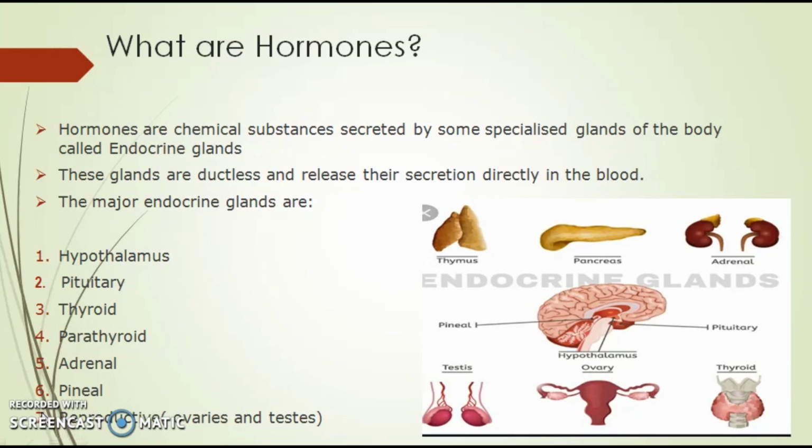The major endocrine glands are the hypothalamus, the pituitary, thyroid, parathyroid, adrenal, pineal, and the reproductive organs, the ovaries and the testes.